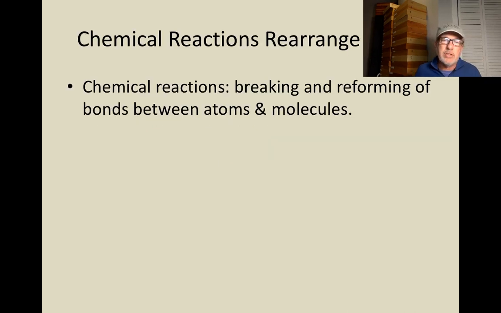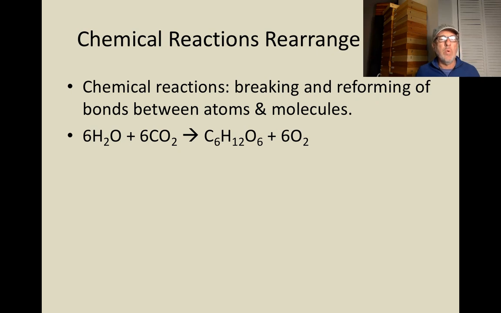First thing, let's remind ourselves what a chemical reaction is. It's the breaking and reforming of bonds between atoms and molecules. So, for example, here's a famous chemical equation. 6 waters and 6 carbon dioxides form 1 molecule of sugar, or glucose, and 6 molecules of oxygen. You'll probably recognize this as the famous photosynthesis reaction.